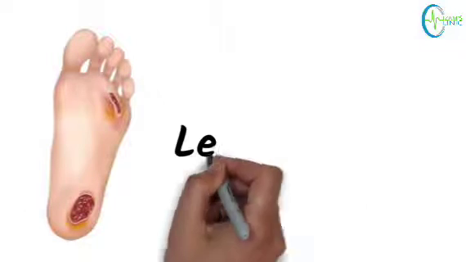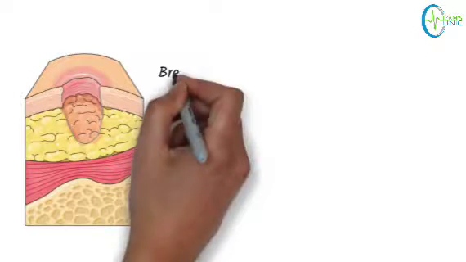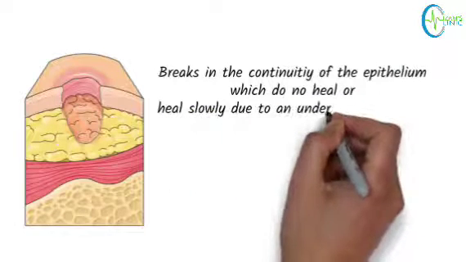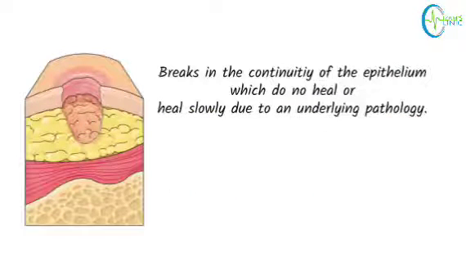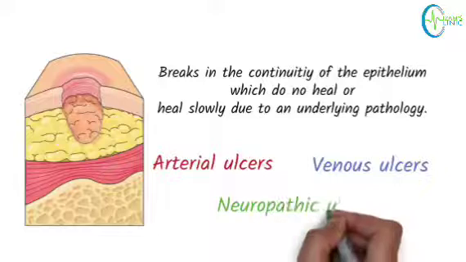Differentiate between different types of leg ulcers. Leg ulcers are due to breaks in the continuity of the epithelium, which do not heal or heal slowly due to an underlying pathology. There are three common types of leg ulcers: venous ulcers, arterial ulcers, and neuropathic ulcers.